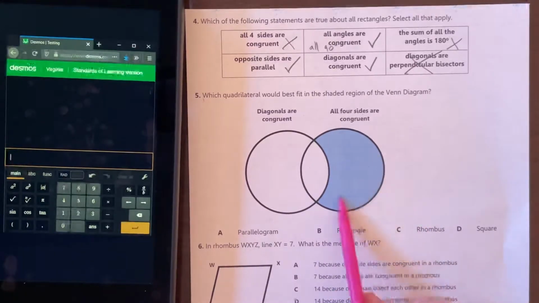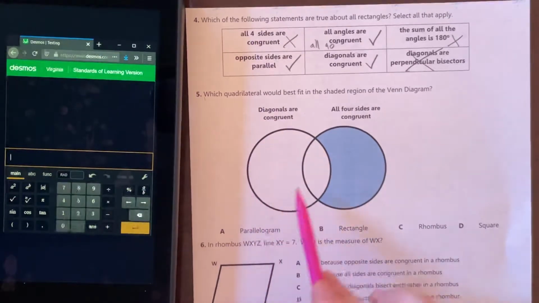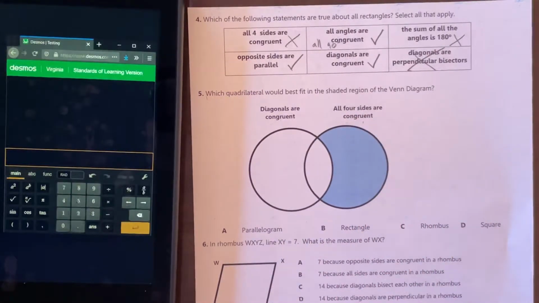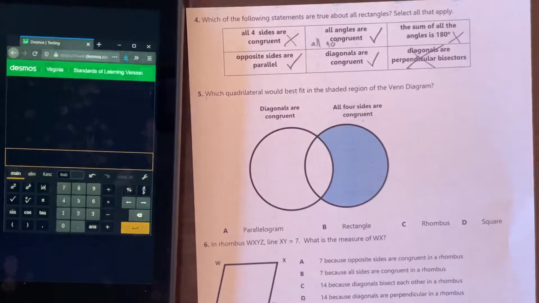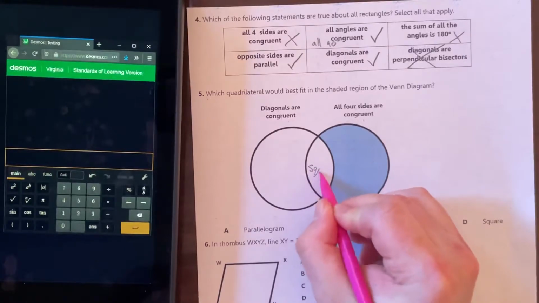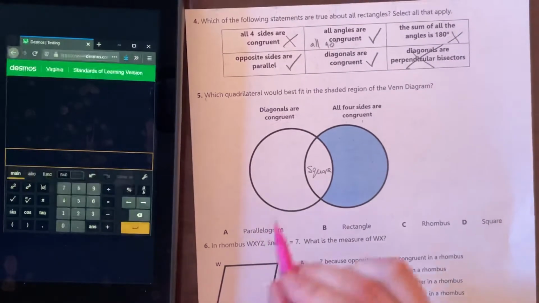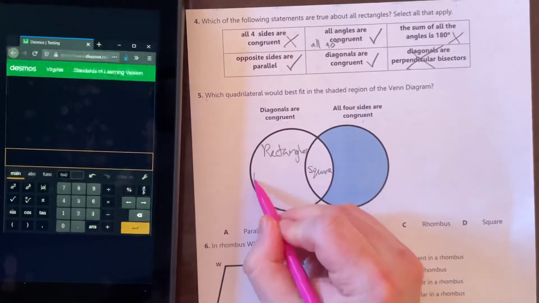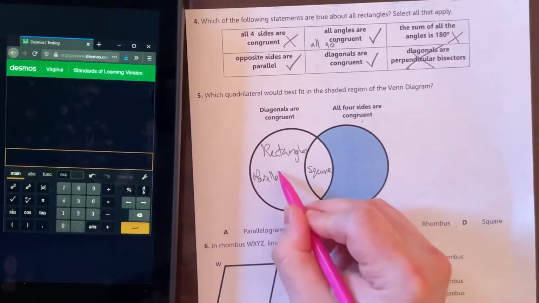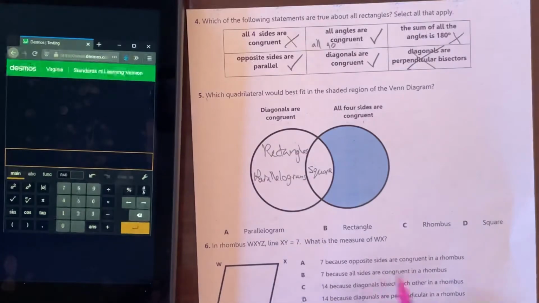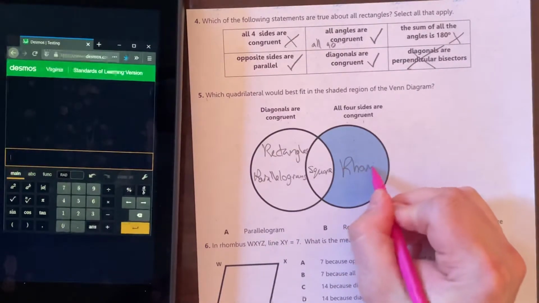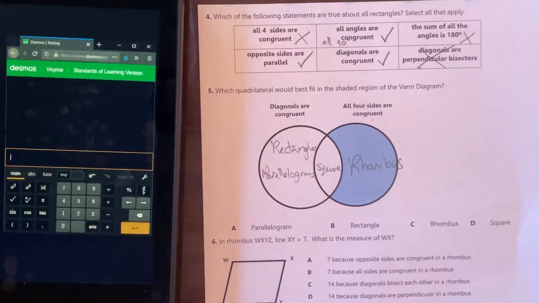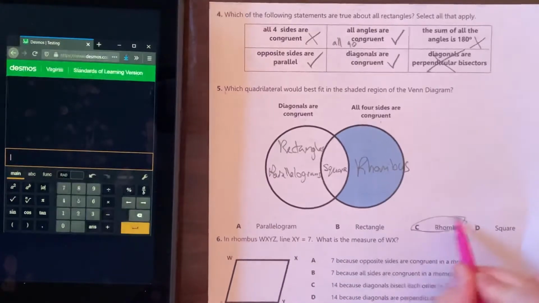However, for number 5, it says which quadrilateral would best fit in the shaded region of the Venn diagram. So we're talking about this region in here. So make sure you're saying, okay, this group has diagonals are congruent. This group has all 4 sides are congruent. Those are separate. However, in the middle, it's both of these at the same time. And so the only one that's both of them at the same time is going to be a square. On the diagonals are congruent, we can say we have rectangles and parallelograms. And that just means that the rhombuses, the rhombi, are going to be the only ones that have 4 sides congruent. So we're going to say rhombus for that.